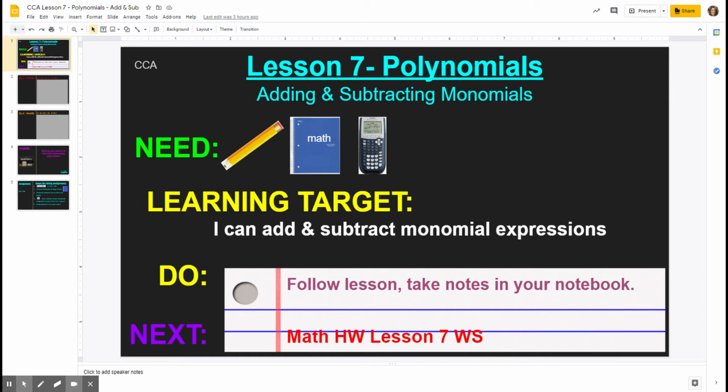We've talked about monomials. The prefix poly means many. When you see the word monomial, that just means one term, right? So polynomials are multiple terms, many terms.